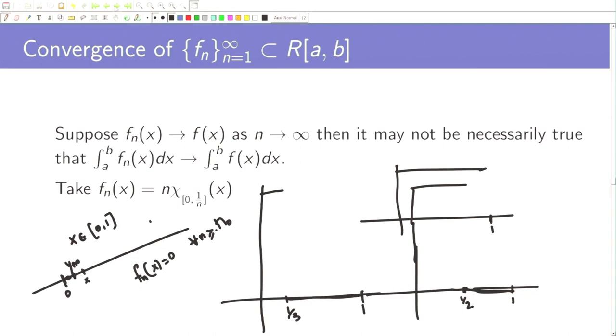Therefore, this function f n is now converging where? It is converging to the 0 function. Okay.